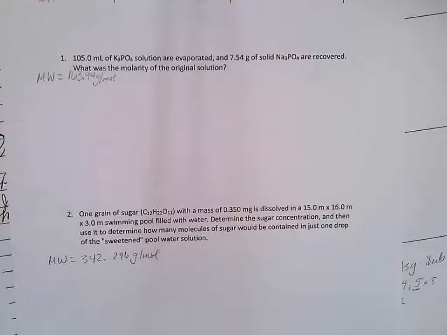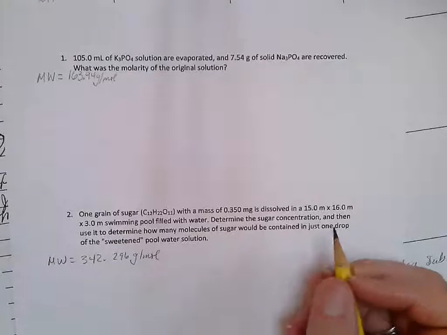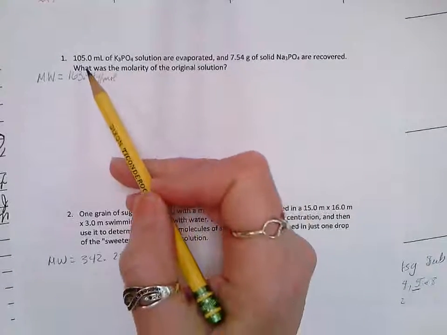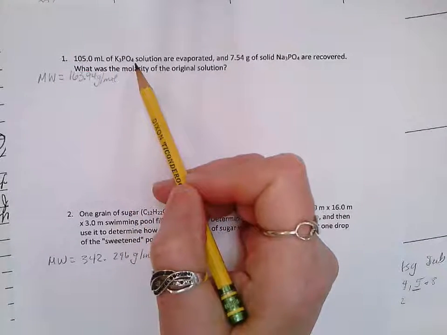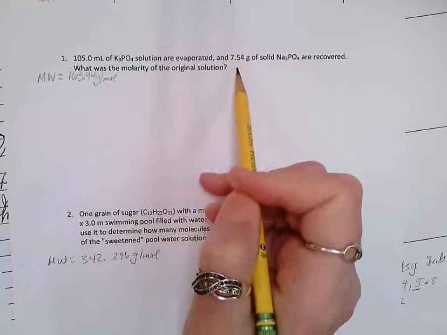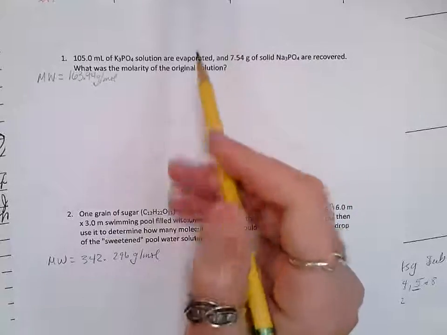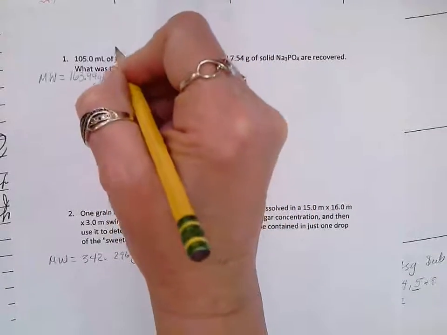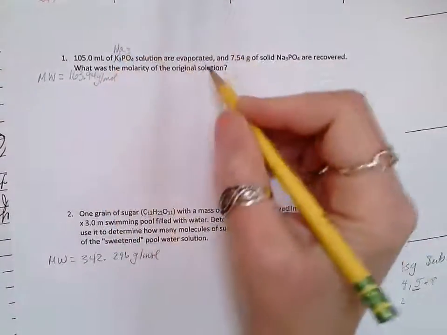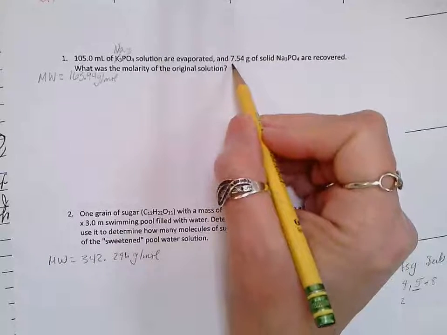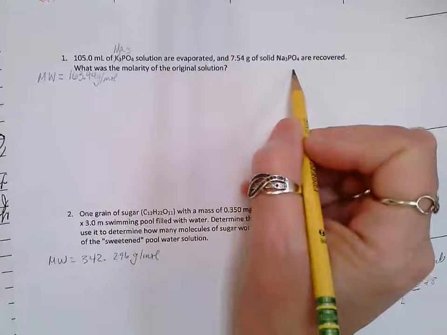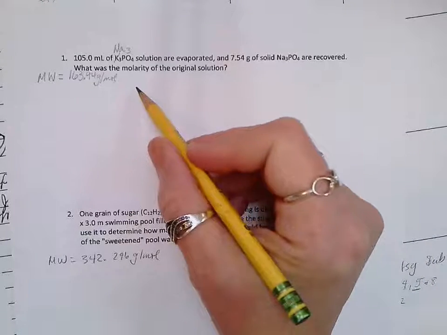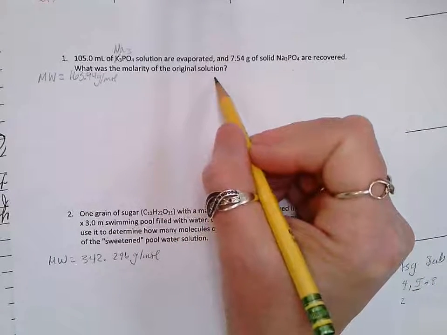Okay, so let's do a problem like number 8 in worksheet 8.5. I've rewritten it a little bit, and it says that we have 105 milliliters of sodium phosphate solution, sorry, I said potassium, it should be sodium. It's evaporated and we get 7.54 grams of solid sodium phosphate recovered. What is the molarity of the original solution?